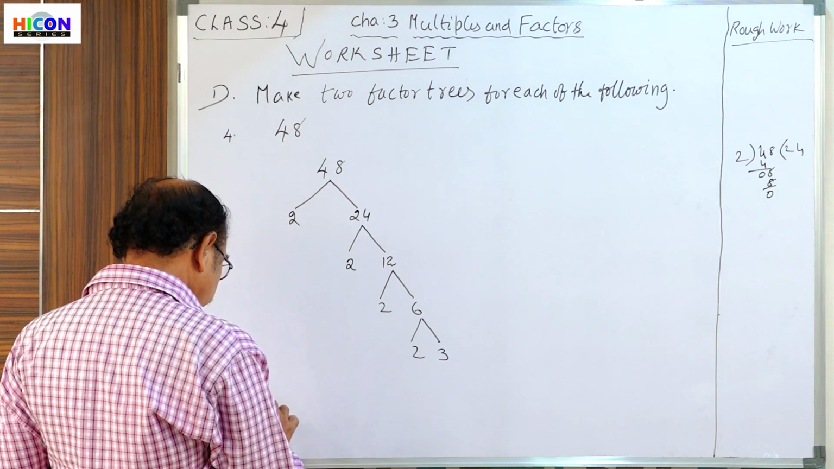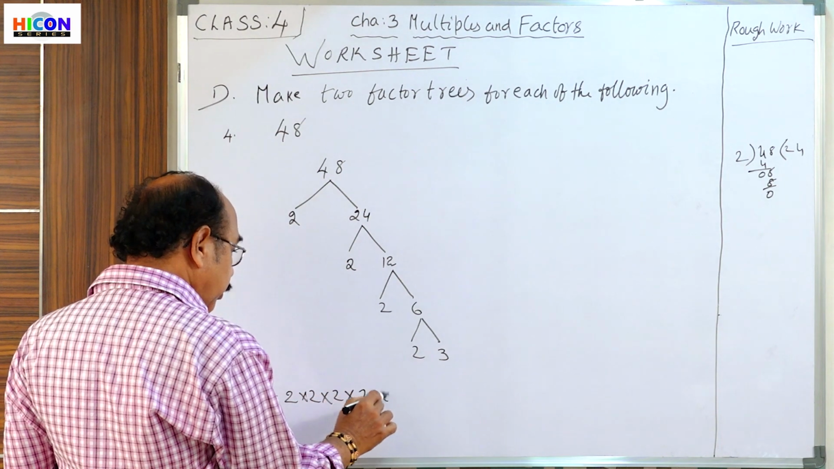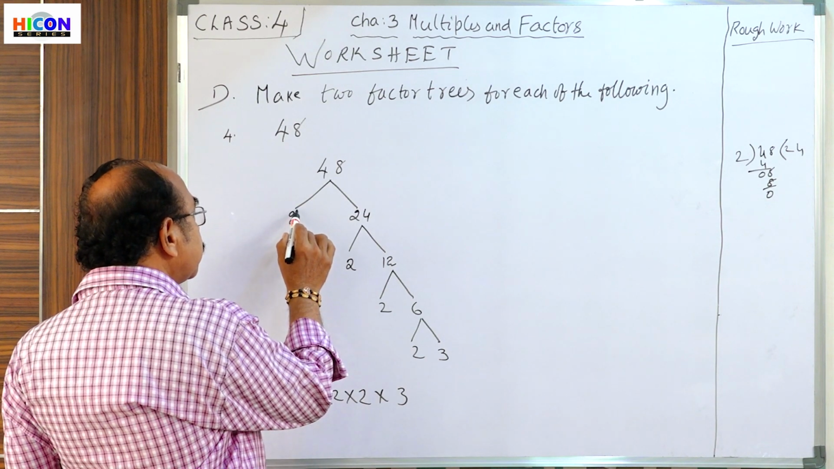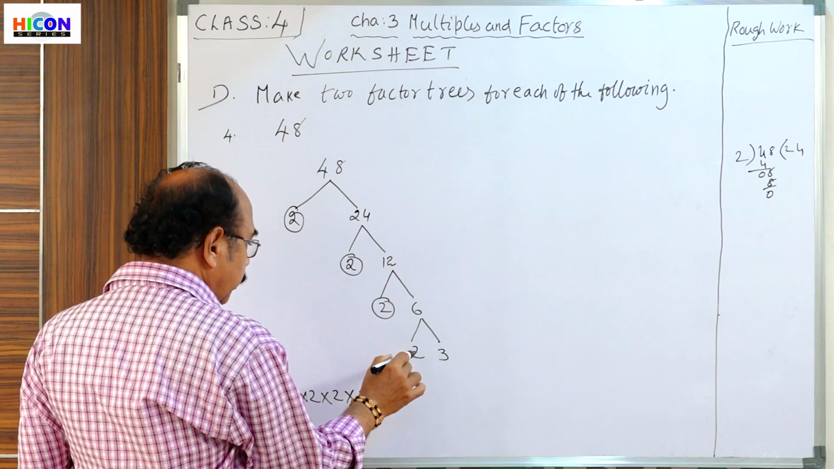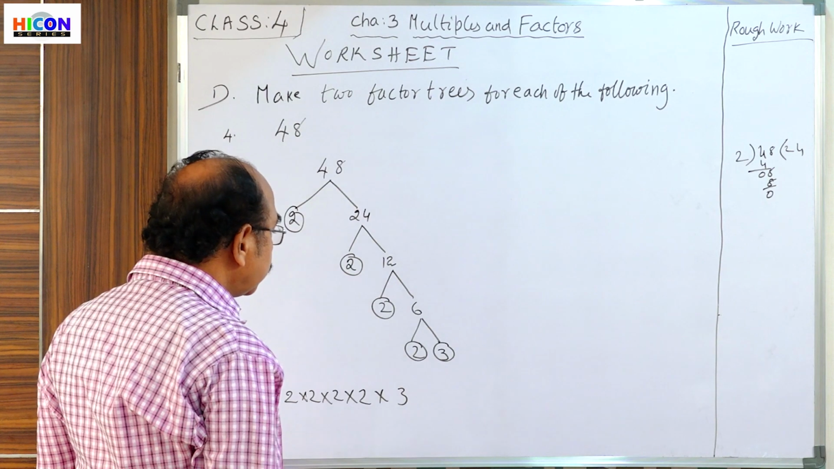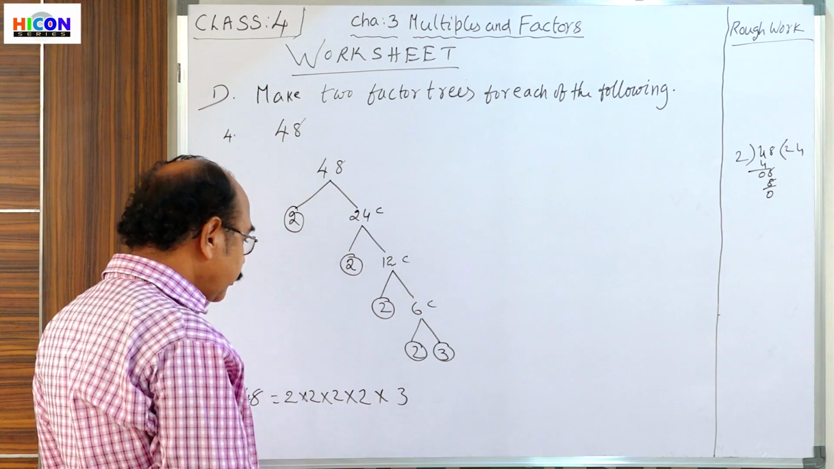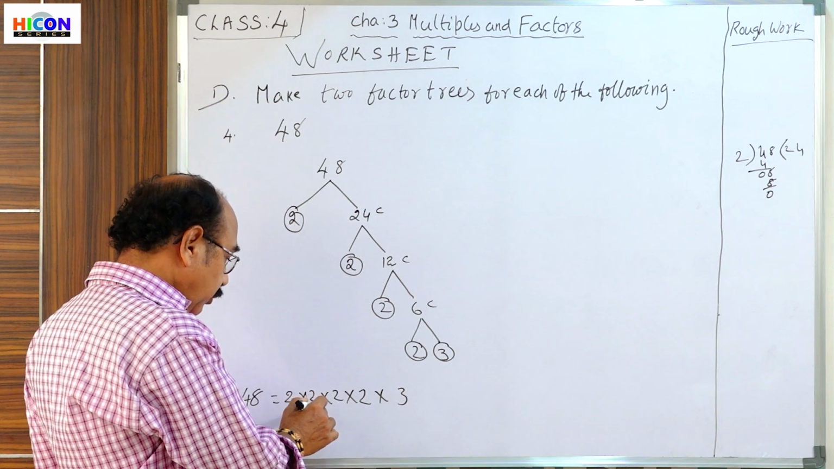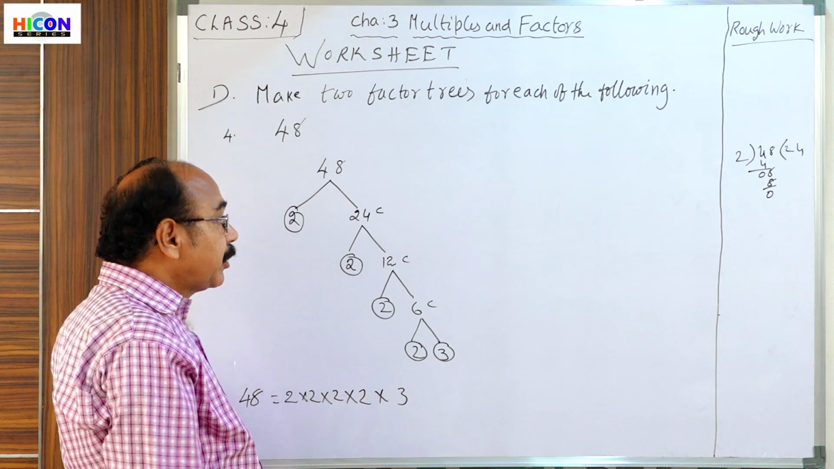So here, 48 is equal to 2 into 2 into 2 into 2 into 3. Children, these are all prime, and 48 is composite. You can check your work. 2 2s are 4, 4 2s are 8, 8 2s are 16, 16 3s are 48.